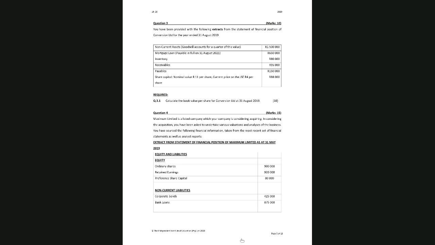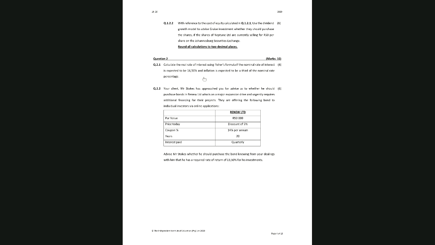And again, if you look in your textbooks, you'll find, oh, is that the end of the question? Sorry, I thought there was something else there. Let's just go back. Okay, sorry, usually they put "required" here. But this, "advise Mr. Stokes", is the required. They've just left that off.